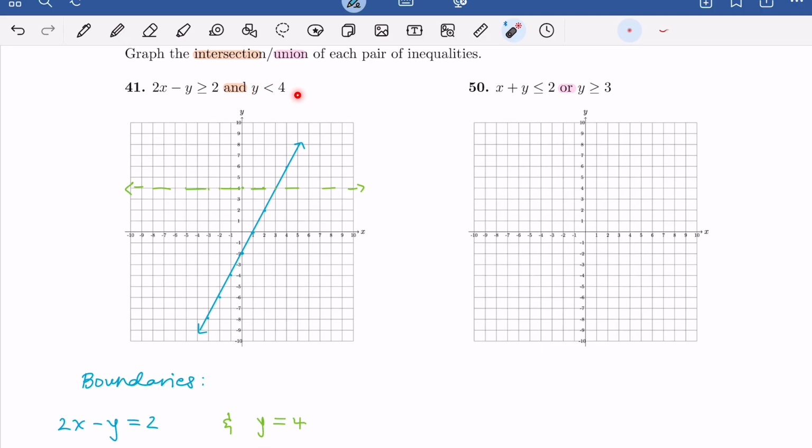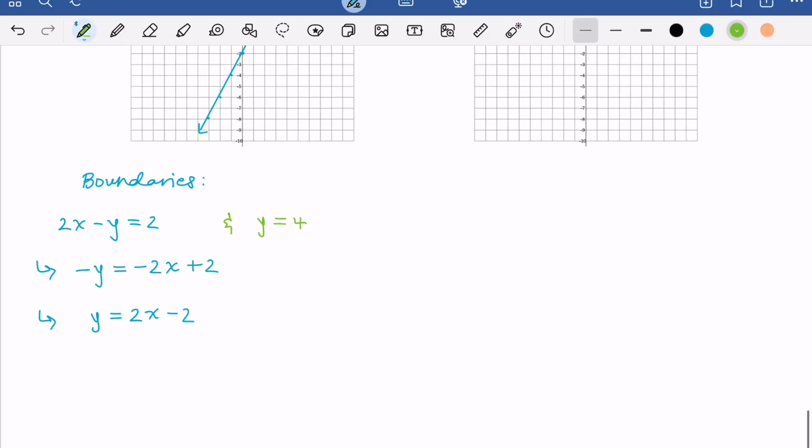We already know that y is less than 4 is going to be everything below this green line. So it would be smart to pick something below this green line. So we're not going to pick anything up here. What we need to do is pick something above or below this blue line. So let's pick something below this line, sorry. Let's pick (3, 0). This is going to be our test point. Let's do that down here.